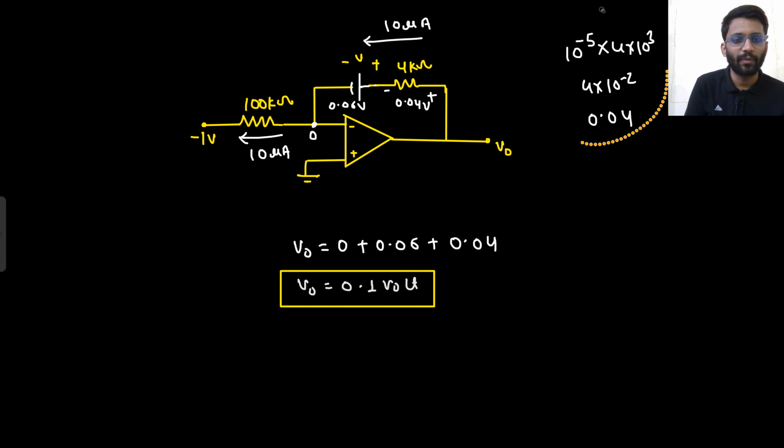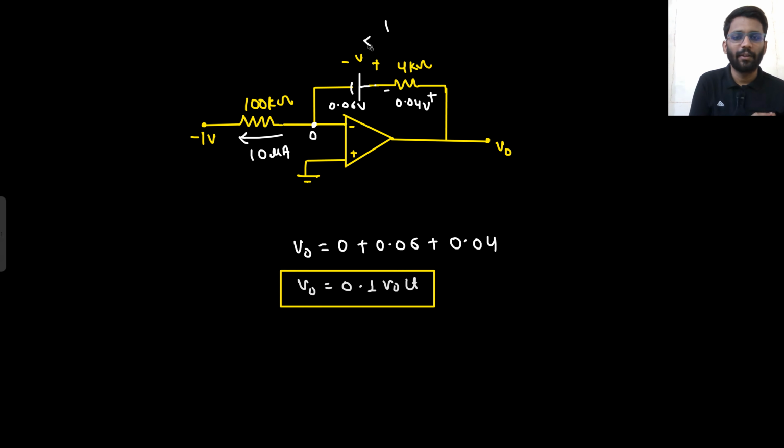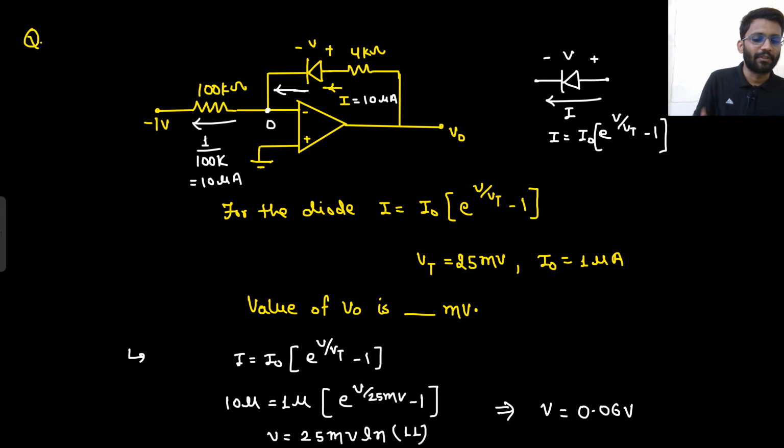Did you understand this particular problem? Here in this problem, I did not replace the diode with a short circuit path or with a battery of 0.7 volt or with a battery of V gamma. Here the current equation was given, so I had to consider the ideal characteristics. From there, I got to know the value of V. Then I got to know that the current flowing is 10 microampere.